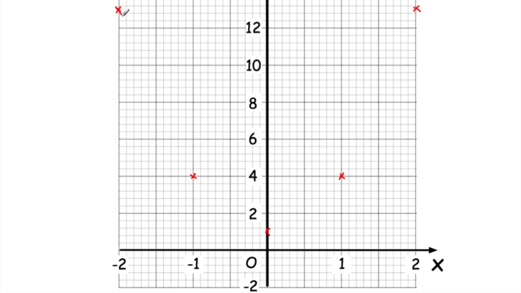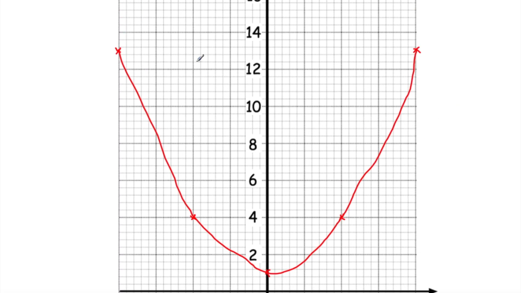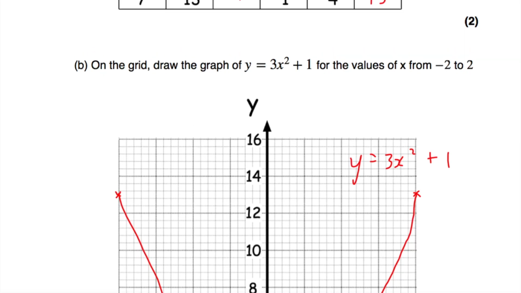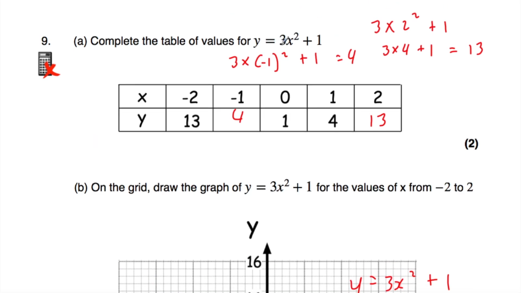Now let's draw a curve through them. And that's it, that's my curve, and that's the best that I can do on the computer. So that's the graph of y equals 3x squared plus 1. So it's important whenever you've got a coefficient of x squared, a number in front of the x squared other than 1, so here we've got 3x squared, we need to square the values of x first of all, and then times them by 3, and then add 1. And that's it.